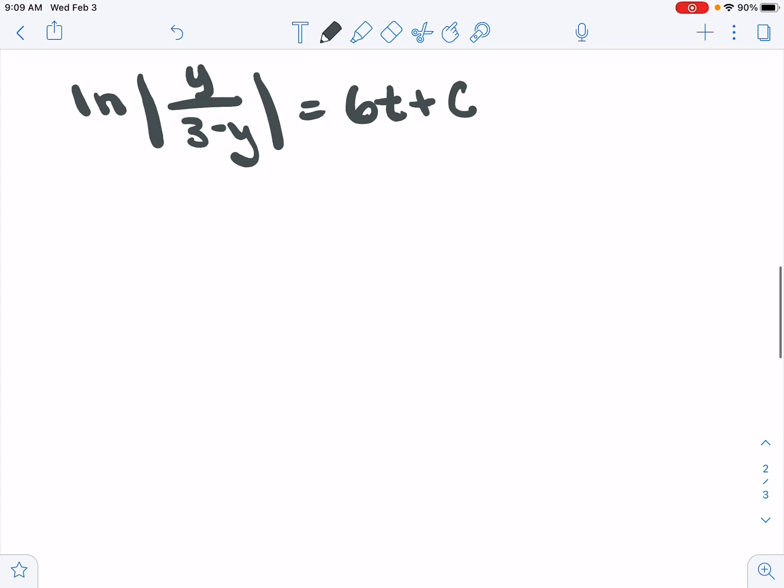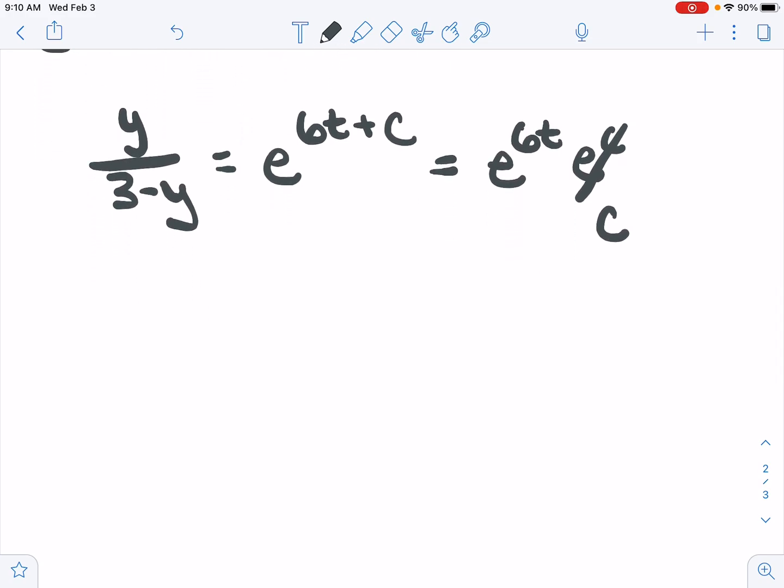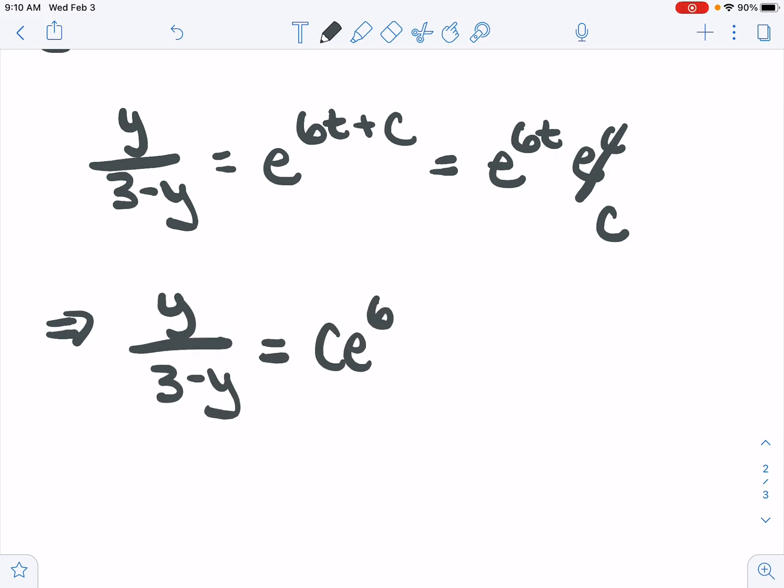So it's starting to take some form here. Now to get rid of the log, we exponentiate. So e to all that stuff, the exponential and the log function cancel. We're left with y over (3 minus y). In the context we care about, this is going to be positive, so we can drop the absolute value. This is going to be e to the 6t plus C, which exponent rules now tell us is e to the 6t times e to the C. And I'm going to take e to the C and call that a new C. That's just a constant to a constant, so that's a new constant, which we're going to label as C. So we now have y over (3 minus y) equals C e to the 6t.